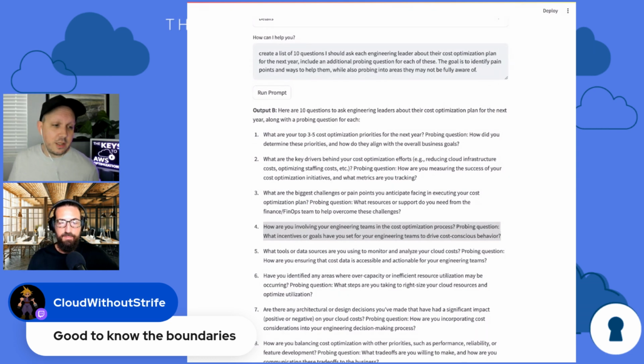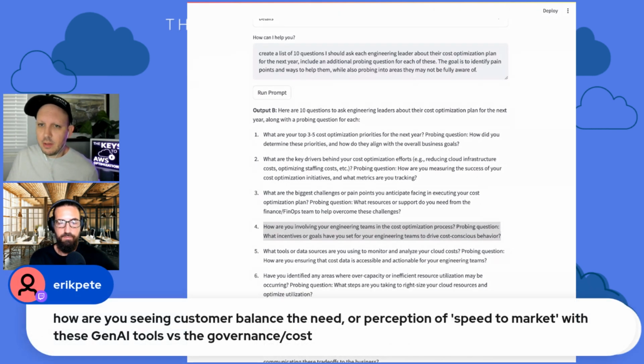I mean, that's another good call out too. Wanted to put this one up around, good to know the boundaries, and Eric's comment over here too about balancing need, speed to market, and also, I think, governance of the quality of the responses, and making sure that this is valuable to the users, as well as cost concerns for it.